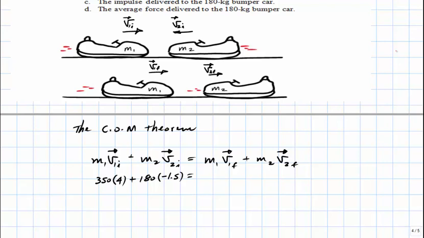The right-hand side will equal 350. V1 final was given as 2, and M1 is traveling towards the right, so we're entering it as a positive value. And M2, of course, equals 180. We'll enter the magnitude of V2F as a positive value because we're assuming that the second bumper car travels to the right after the collision. So we'll enter it as positive V2 final. Notice that I removed the arrow because we're only incorporating the magnitude of the velocity.